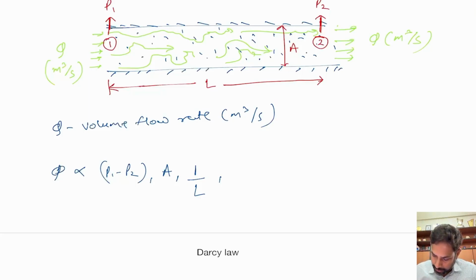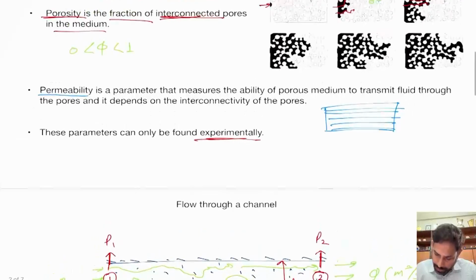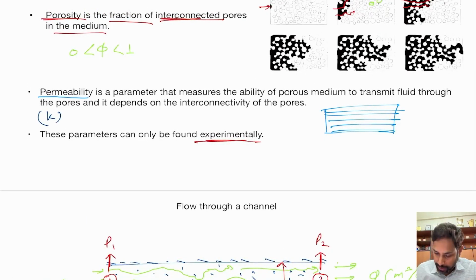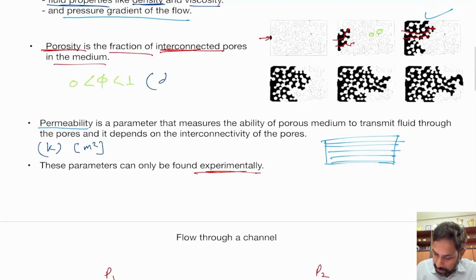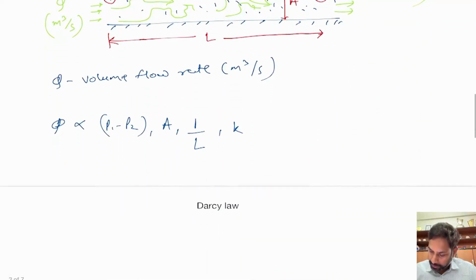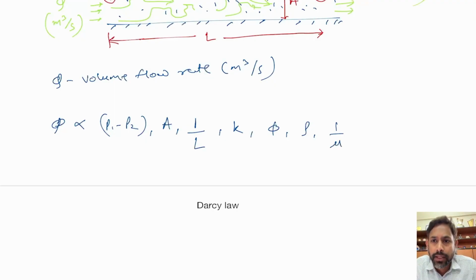Okay, and then we have the permeability of the medium. It will depend on permeability, where K is the permeability, which I forgot to define. So permeability is defined as K, and its unit is meter square, whereas phi is dimensionless. K is the permeability, and then obviously it will depend on phi, and it will also depend on rho and viscosity. It will be inversely proportional to the viscosity of the fluid. So higher the viscosity, higher will be the resistance, and that's why less flow will occur if viscosity is very high.